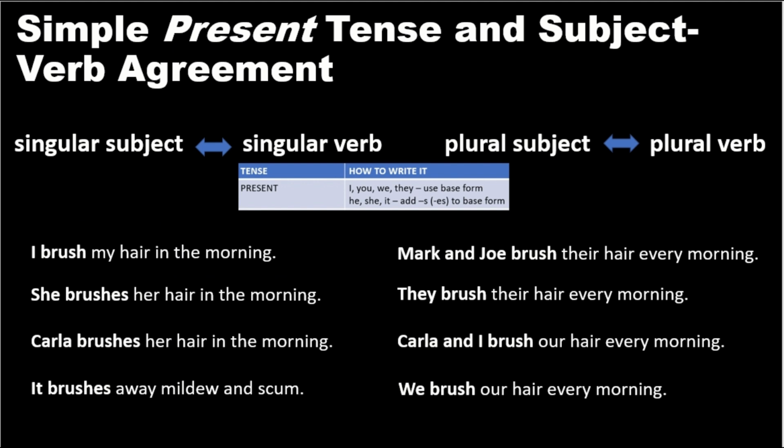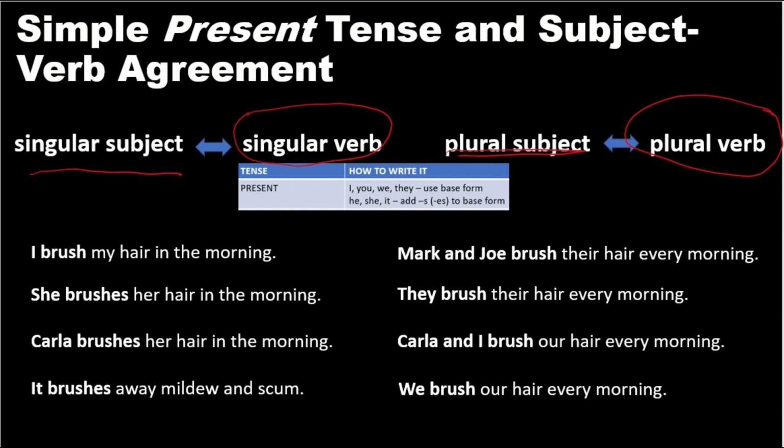So first up, for subject verb agreement, we're going to talk about the simple present tense and the subject verb agreements. And the rule is, folks, that when you have a singular subject, you have a singular verb. When you have a plural subject, you have a plural verb. And so we saw that when we were going over the simple present tense. When we have the present tense, I, you, we, they use the base form of the verb. And then he, she, it, or if you were to introduce a proper name, like we used George for our example, you would add an S or an ES to the base form.